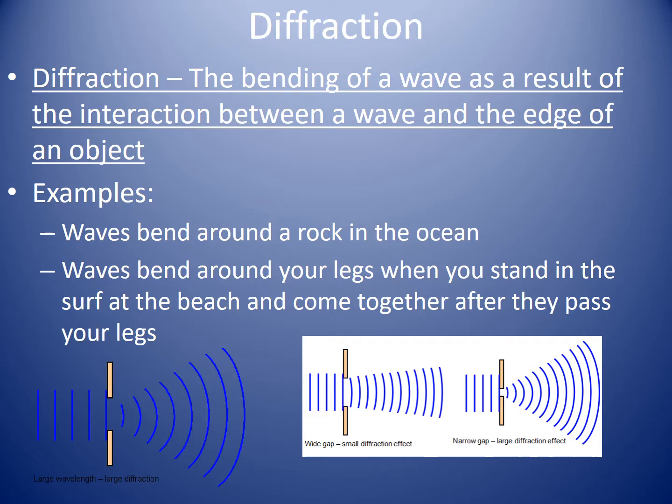Diffraction is also the bending of a wave as a result of interaction between a wave and the edge of an object. So for example, waves bend around a rock in the ocean, or waves bend around your legs. If you have an object here and you have a slit, a wide gap gives a small diffraction effect because the waves are still able to move relatively the same length. As opposed to if you close that narrow, imagine these are your 2 legs and the water still wants to go through. The narrow gap will create a large diffraction as it's trying to spread across.